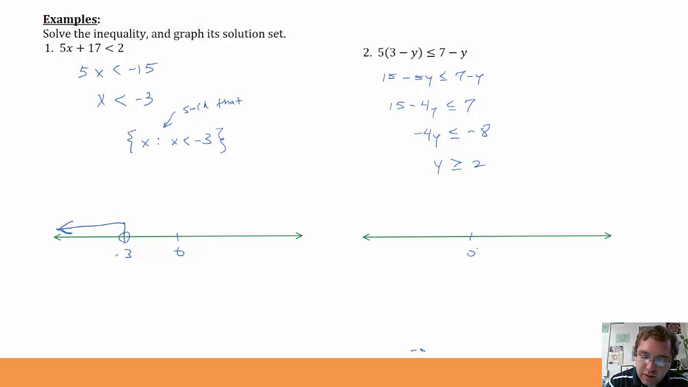So here's 0, here's 2. You will put a closed circle, a closed dot at 2, because we'll allow y to be equal to 2. That's what it means for y to be greater than or equal to 2. It can be equal to 2, or it can be anything to the right of 2. A solution set would be the set of all y such that y is greater than or equal to 2.